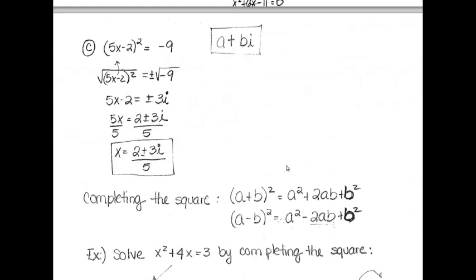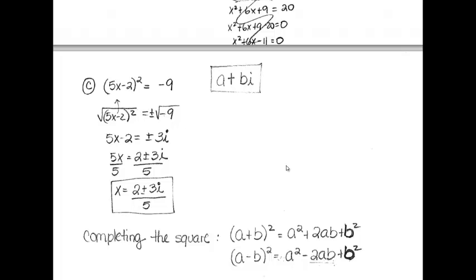Alright, the next problem is 5x minus 2 squared equals negative 9. Because I have a square here, in order to get rid of that square, I can take the square root of both sides. If you notice, I put the positive and negative. Square root of 9 is 3, and the negative comes out as the letter i. On this side, the square root cancels the square, so I'm left with 5x minus 2. This time, to get the x alone, I move the 2 to the other side, and then I divide by 5, and that's my answer.